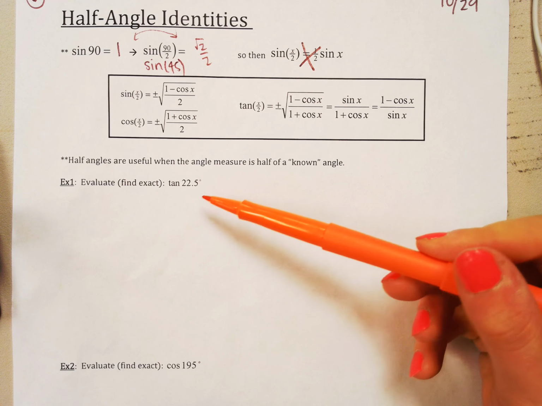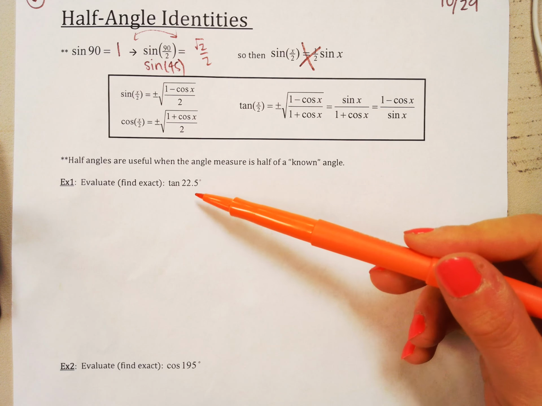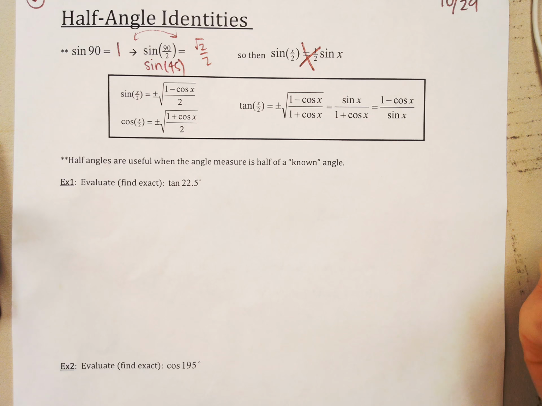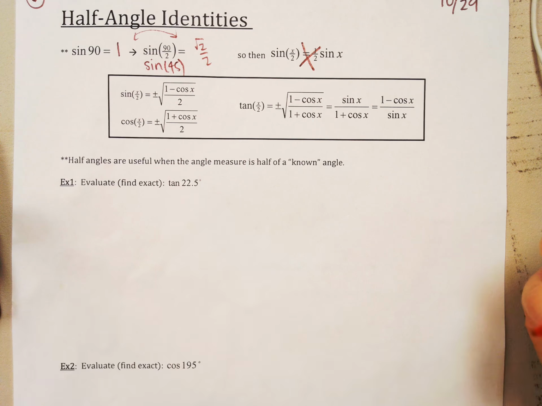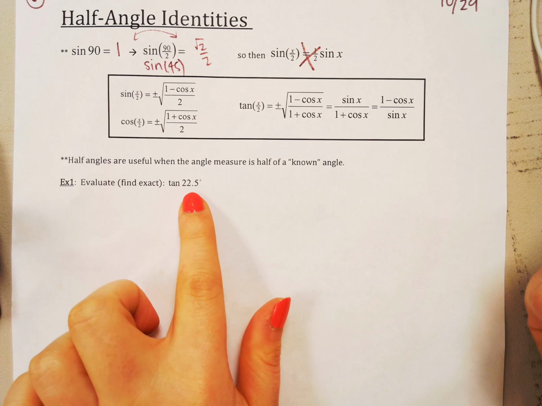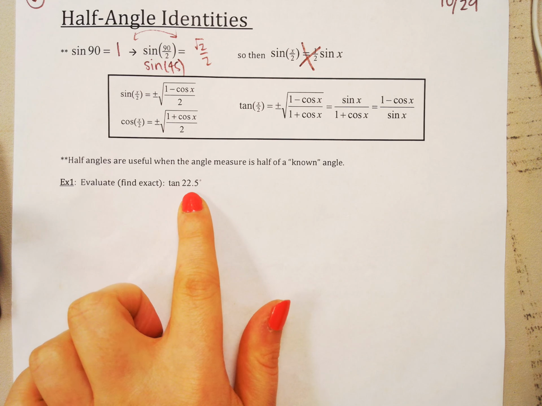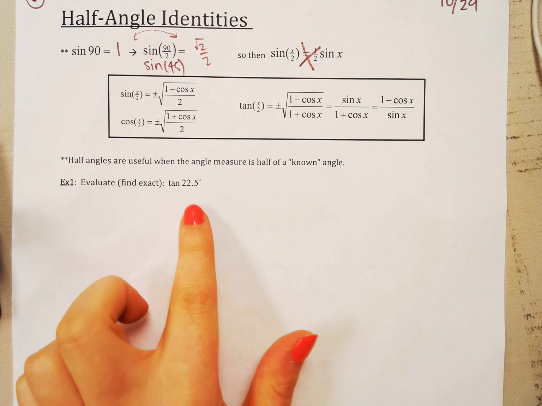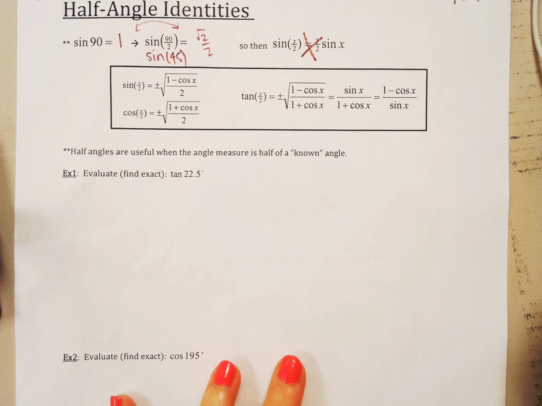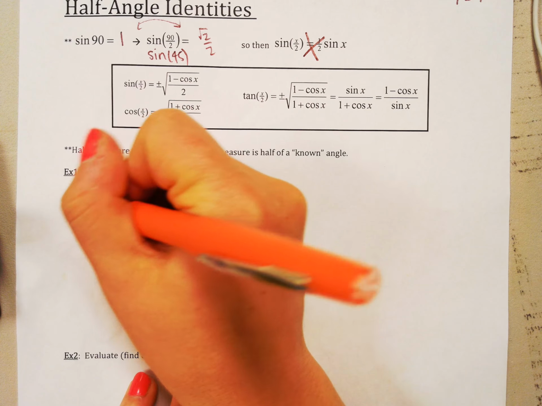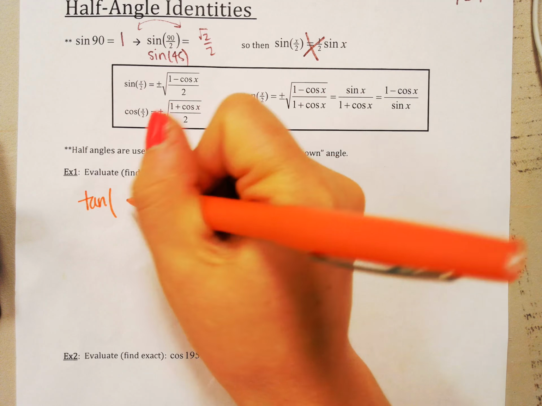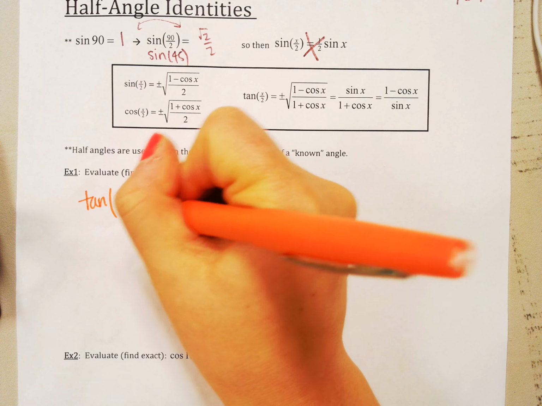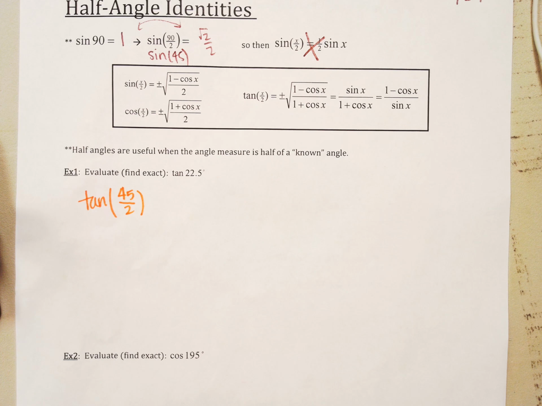So we're going to evaluate the tangent of 22.5, which obviously we can't evaluate directly. However, I know that 22.5 is half of a known angle. So that's what we have to think of: if I double this, is there an angle that we know that would work? 22.5 doubled is 45, so that means 22.5 is really 45 divided by 2.